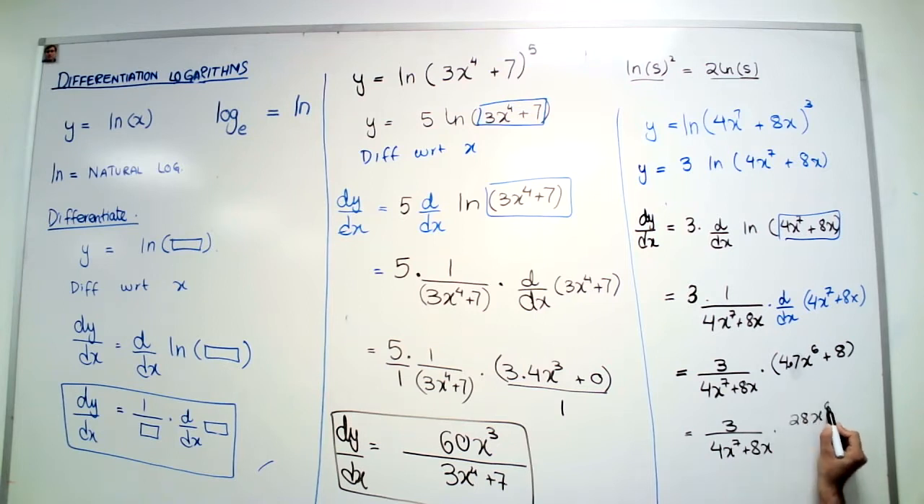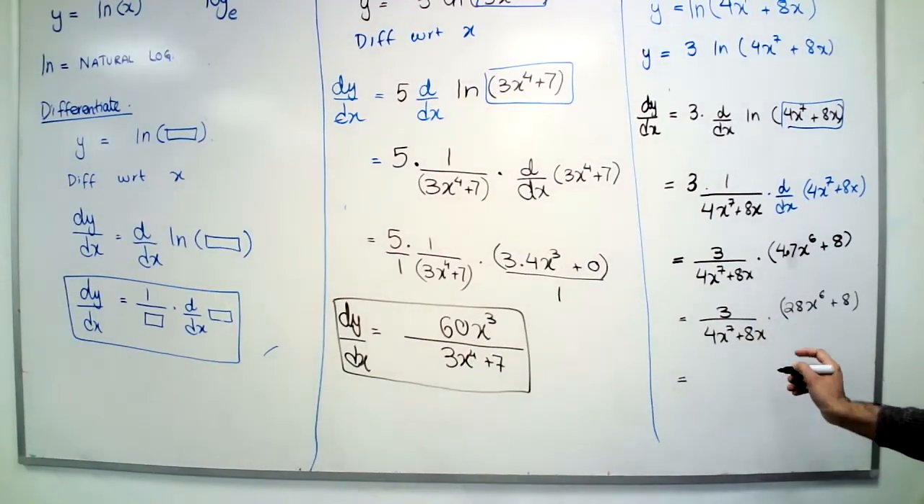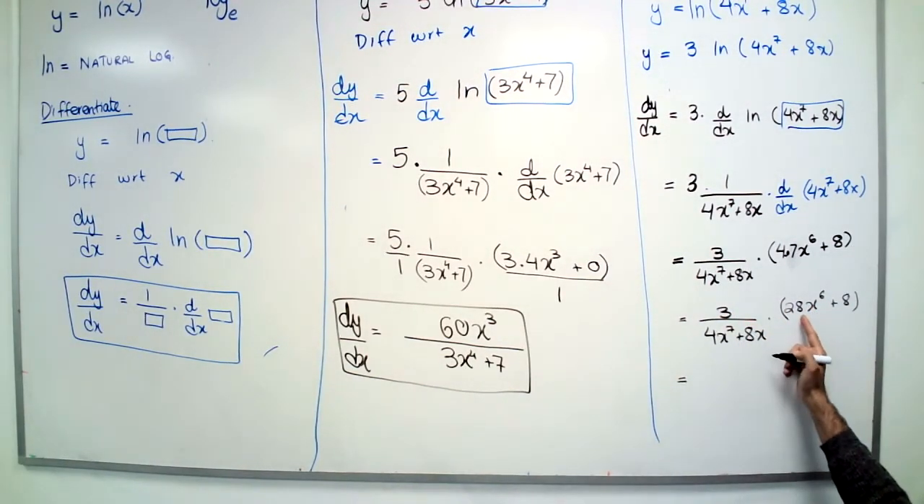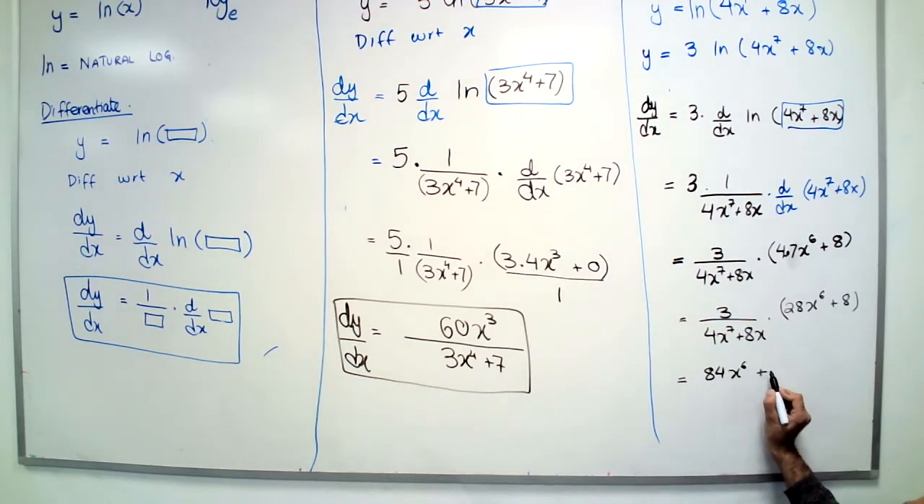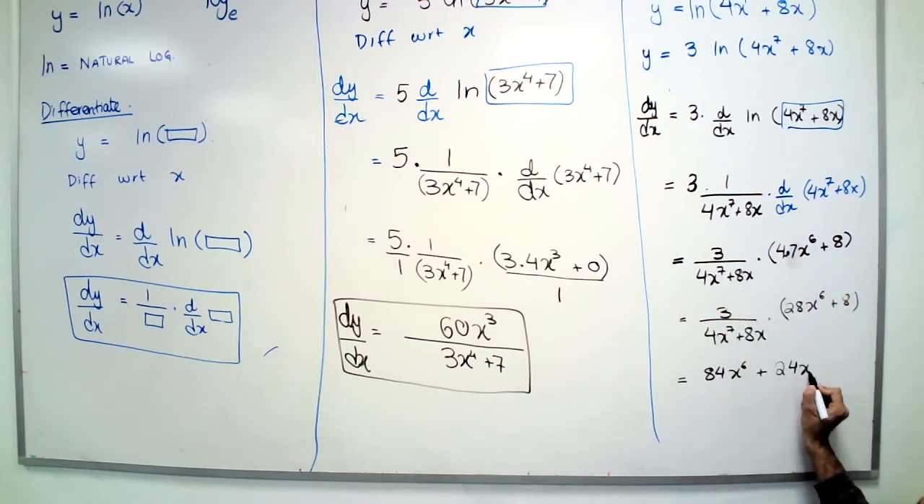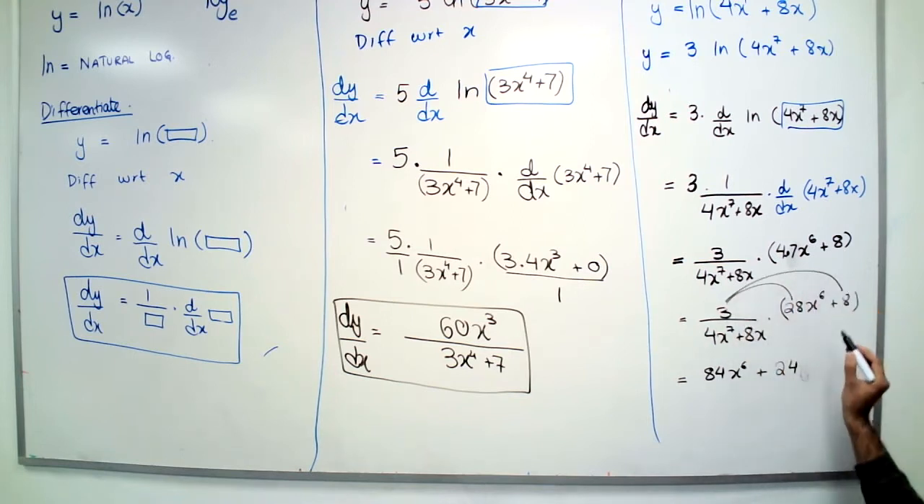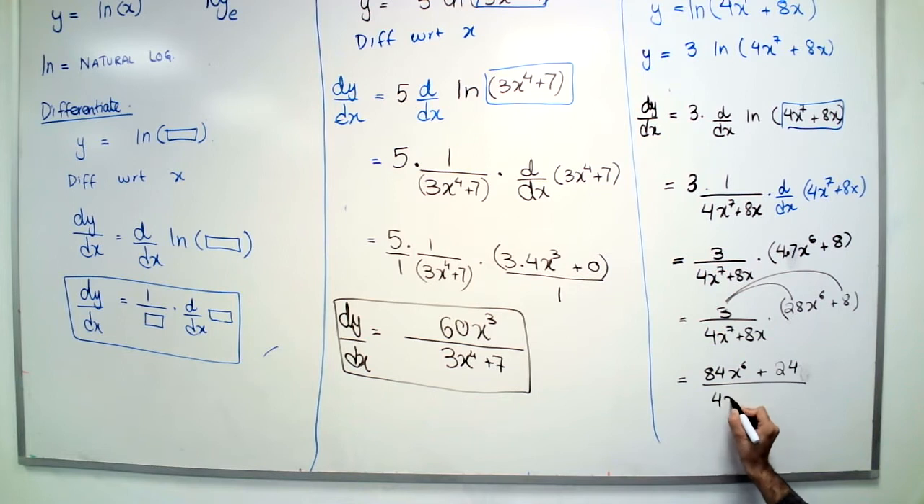28x^6 + 8. Okay, now if you multiply that bit by 3, so 3 times that is how much? 84x^6. 3 times 8 is 24, no x. So I did that times this and this times that, divided by 4x^7 + 8x.